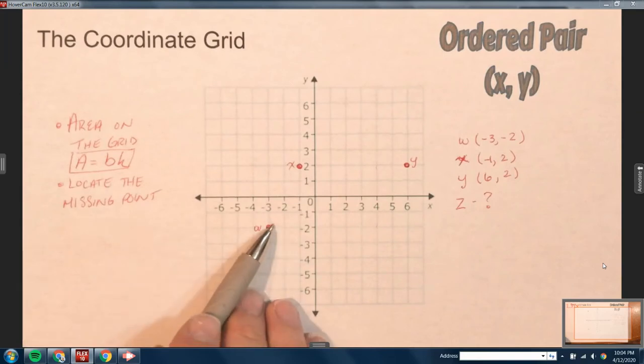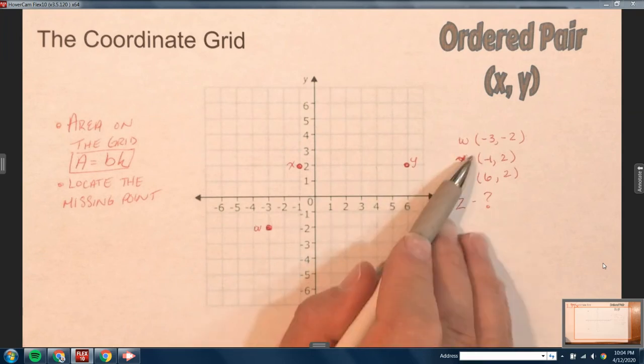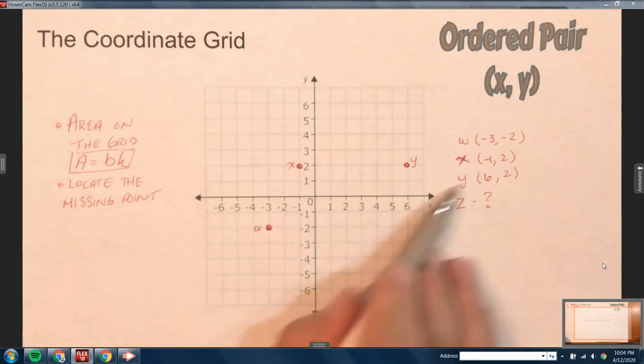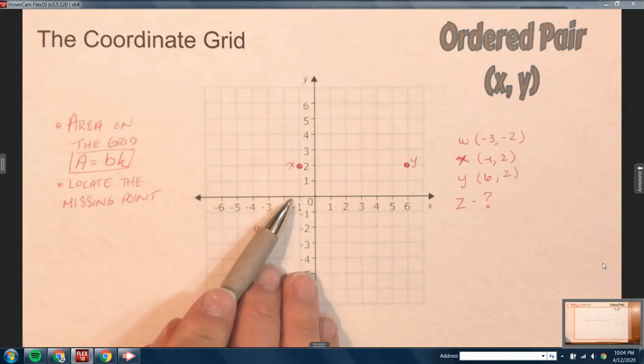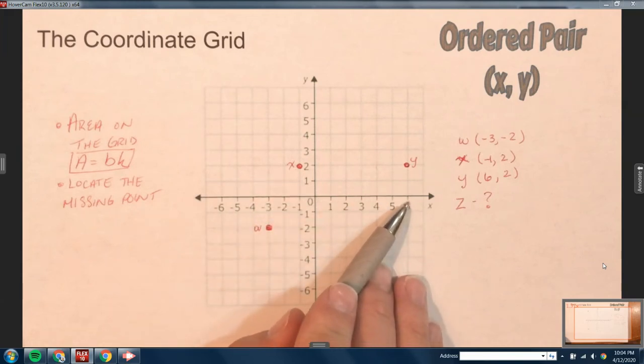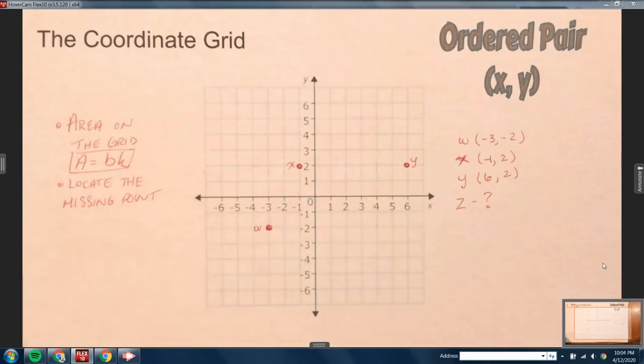Okay, so I have 3 points here. W, which is located at -3, -2. X, which is located at -1, +2. Y, which is located at 6, +2. And then the question is, where would point Z go to make this a parallelogram?